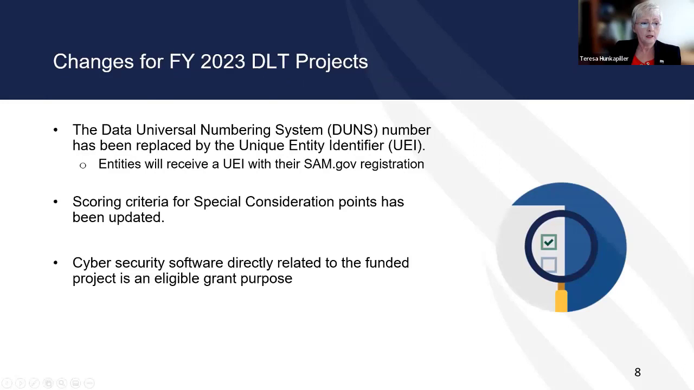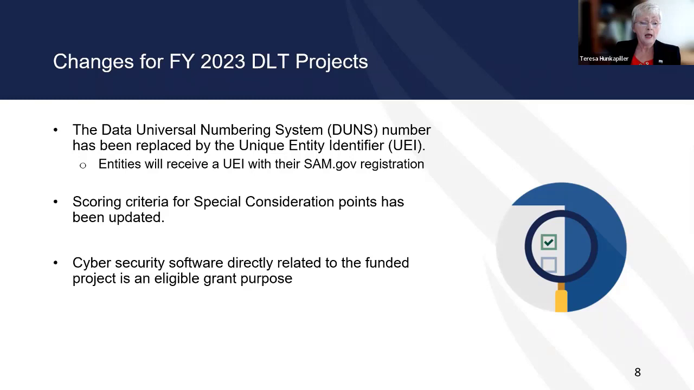Okay. And I wanted to touch on changes for this year. We've always been accustomed to using the DUNS number. This has now been changed to the UEI, Unique Entity Identifier. This is within SAM.gov, and we will discuss SAM.gov registration a little bit more later on. Scoring criteria for special consideration points changes up each year, and this year is no exception. We will get into those more in depth a little later.